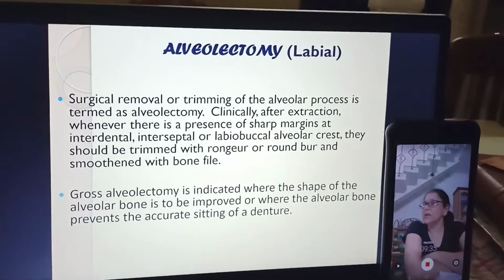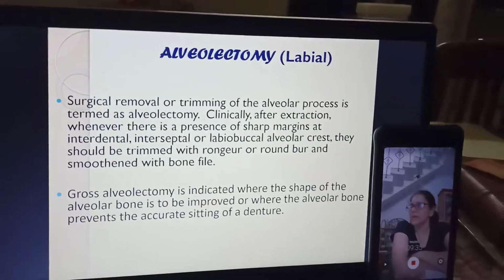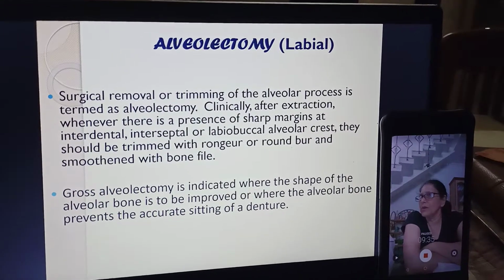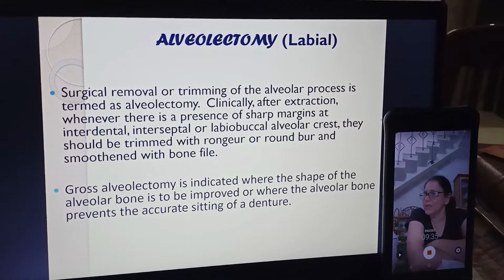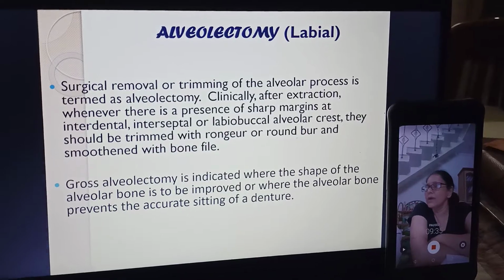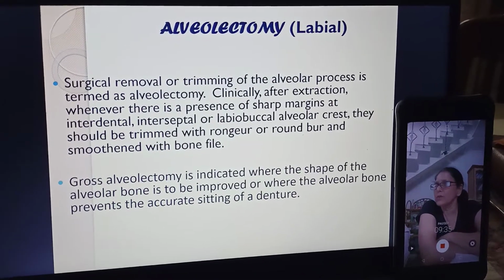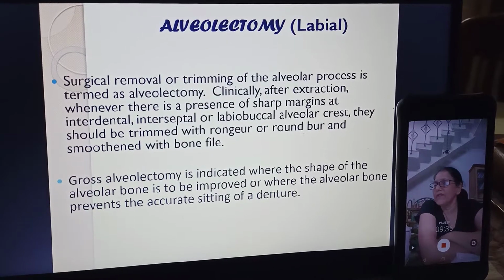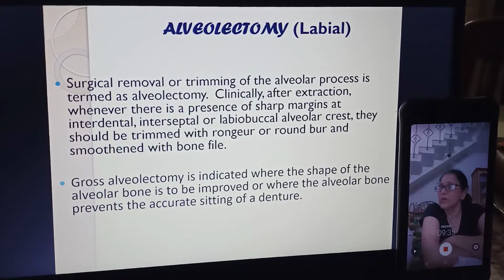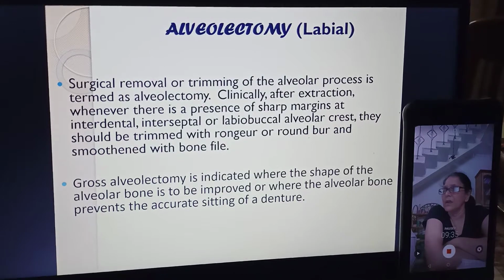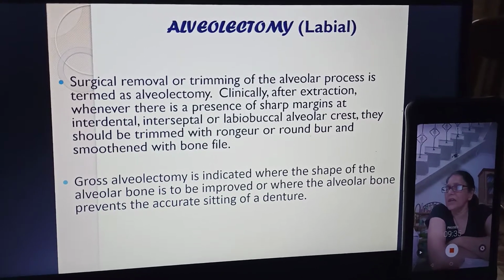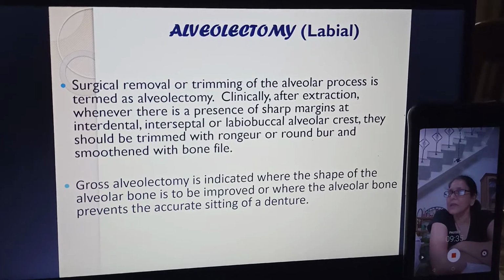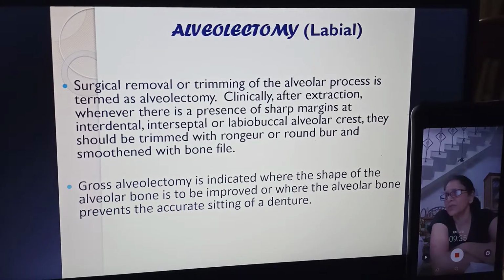Now coming to the hard tissue procedures. The two very basic procedures are alveolectomy and alveoloplasty. One has to understand the difference between the two. When it is ended by -tomy, T-O-M-Y, that means there is removal of the bone. And when it is plasty, that means there is recontouring of the bone. So that is the basic difference between the two procedures.